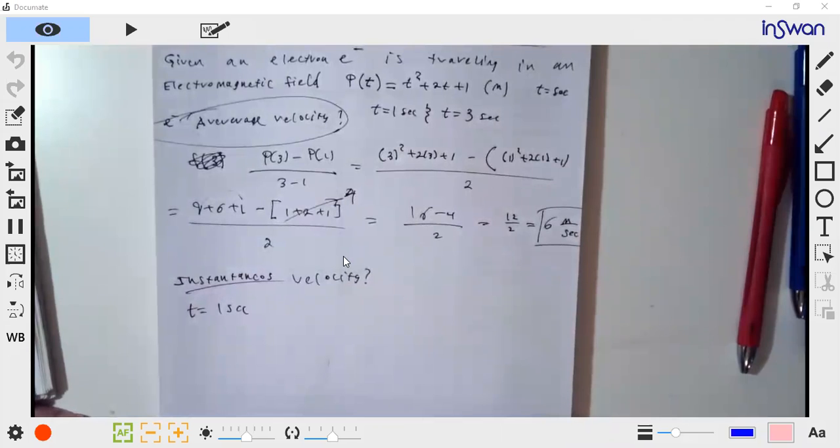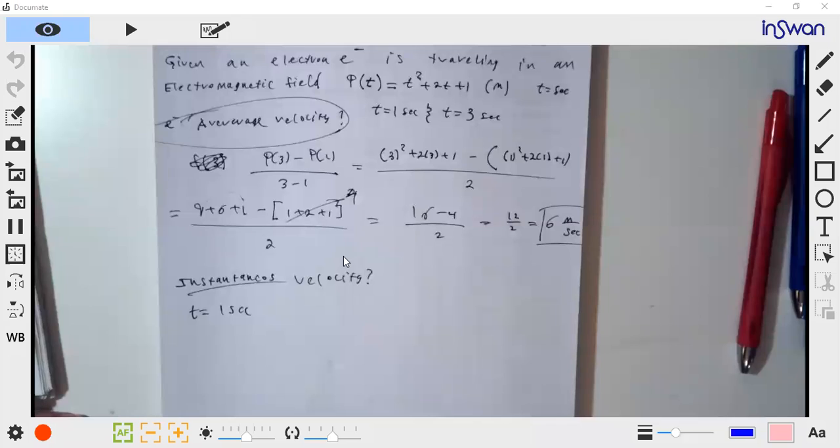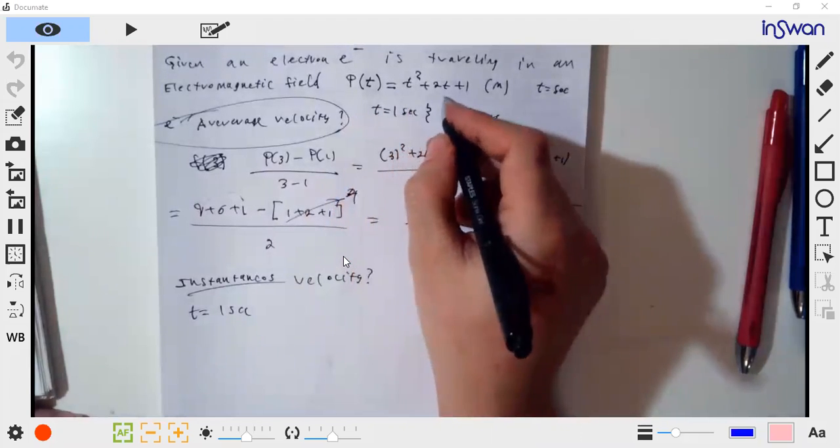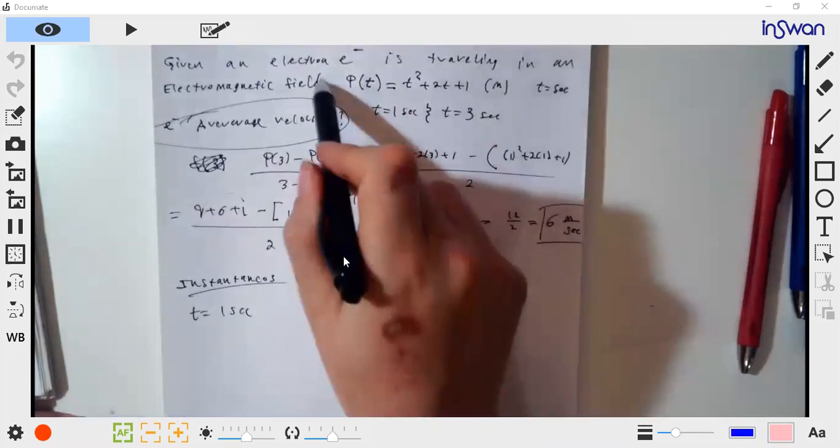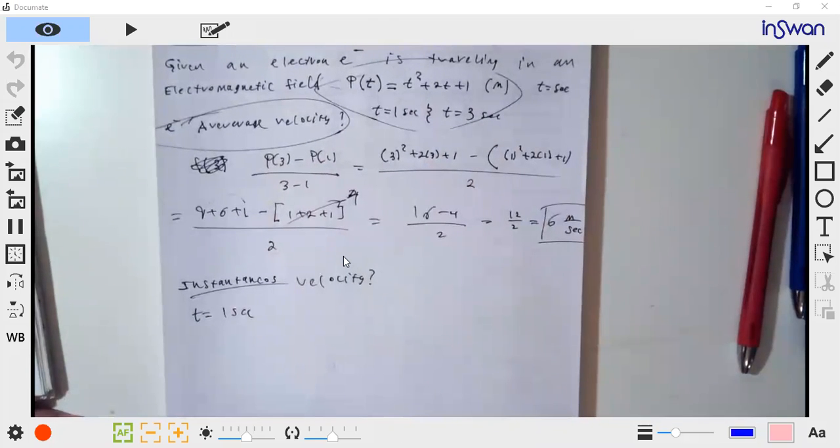Well, I haven't told you how to find instantaneous velocity, although we've already discussed the idea. It all boils down to the slope of the tangent line, because the slope quantifies the rate of change of the function. And so what we need to find is the slope of the tangent line at t equals 1 of p of t equals t squared plus 2t plus 1, because this function quantifies the motion of the electron in the electromagnetic field.